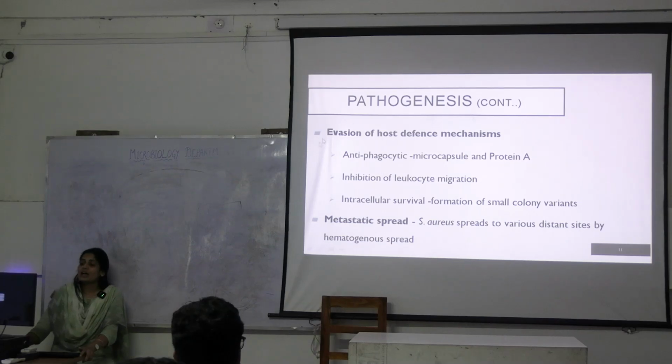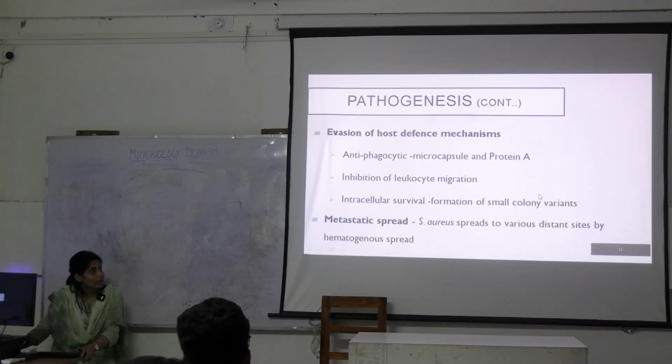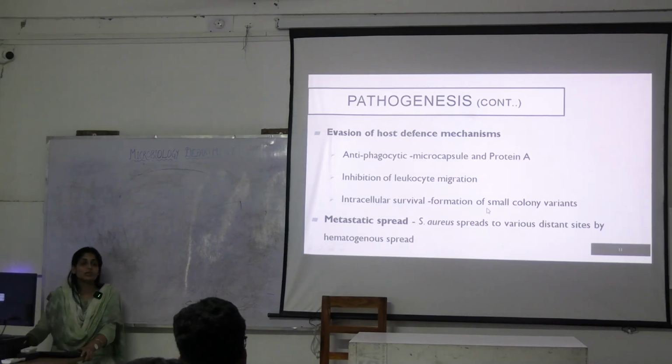We also discussed how it evades the host defense mechanism. We discussed protein A. I told you it is anti-complementary, right? Then it also inhibits opsonization, and small colony variants, how do they survive intracellularly? They also have Coagulase enzyme, they also have streptokinase enzyme, which helps in protecting them from the immune system.